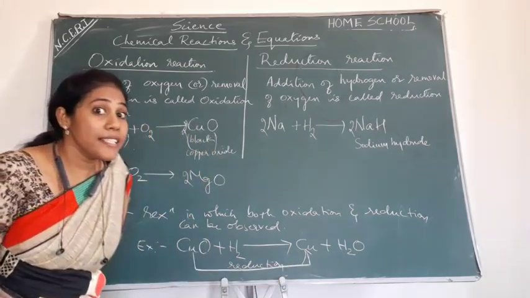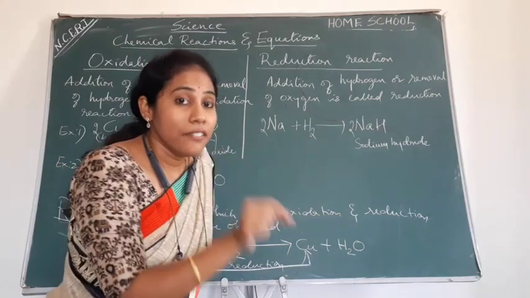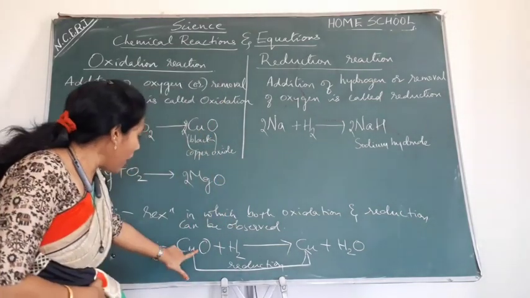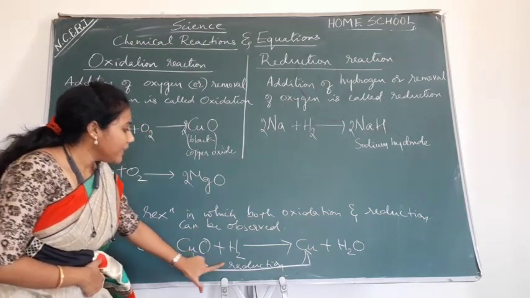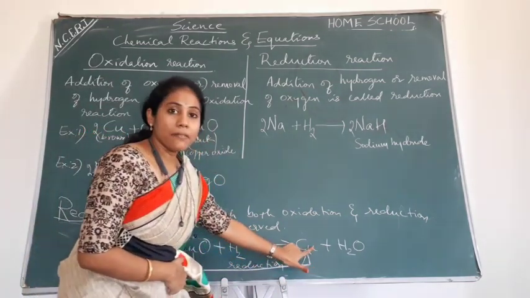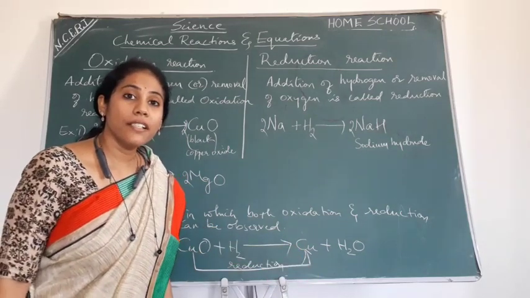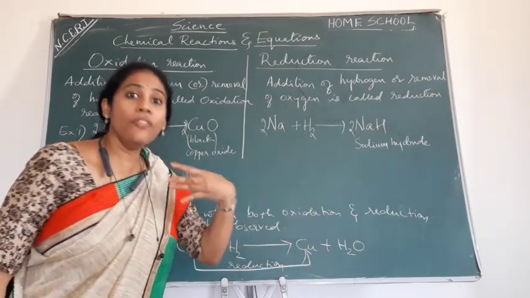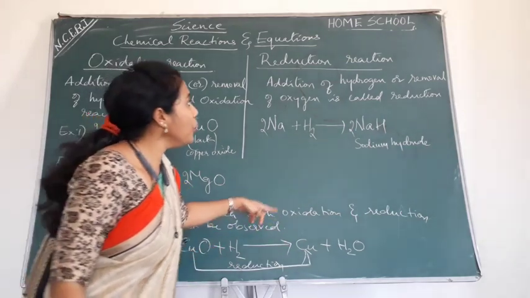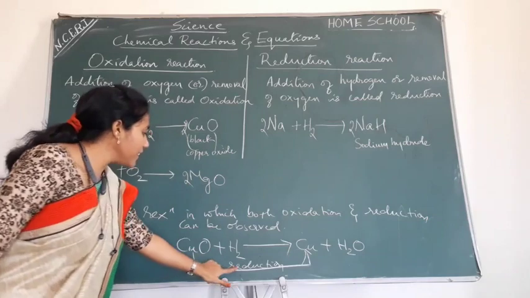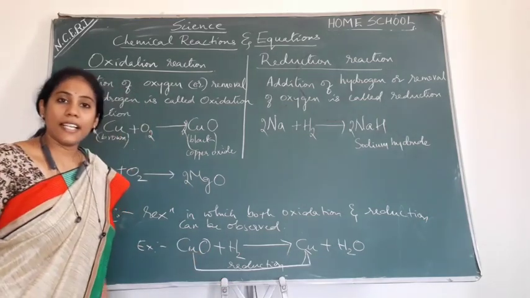This is how you have to observe whether it is a reduction or oxidation. See, copper oxide is becoming copper. What you have observed? Oxygen removal you observed. So removal of oxygen is called reduction. So I have written this process as reduction.